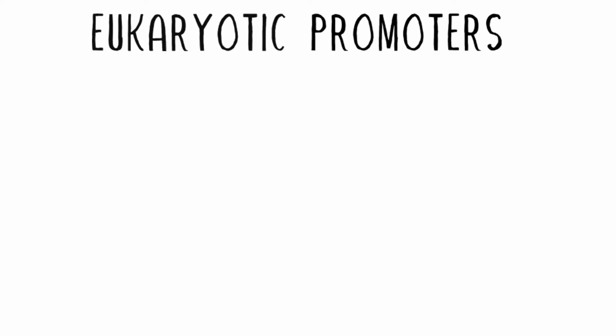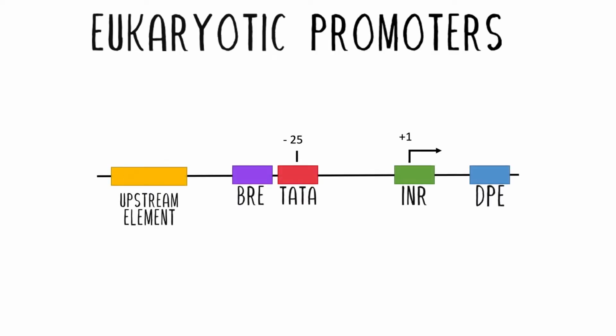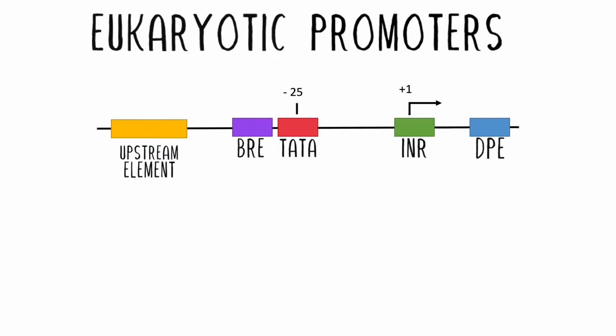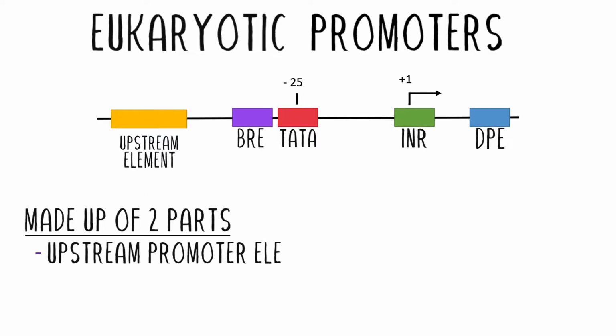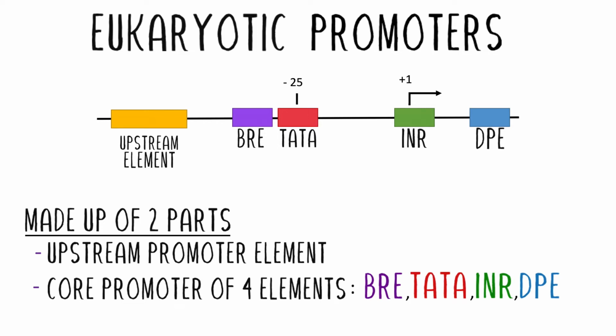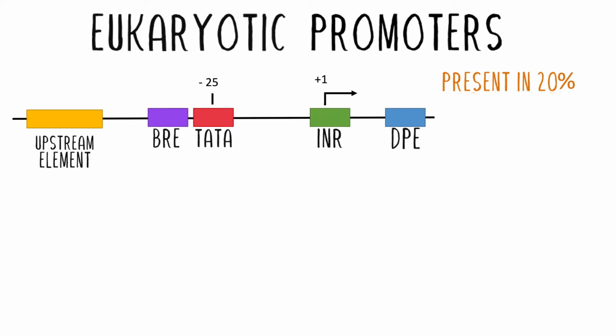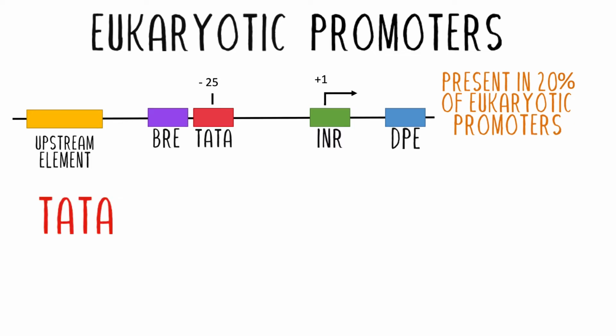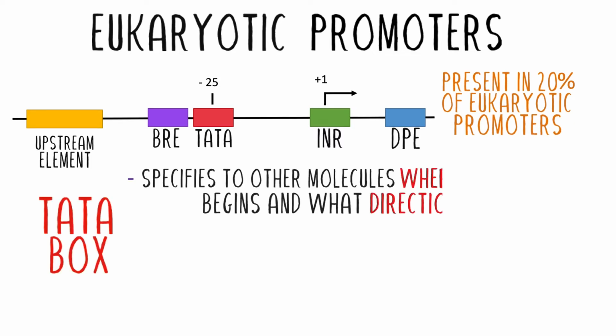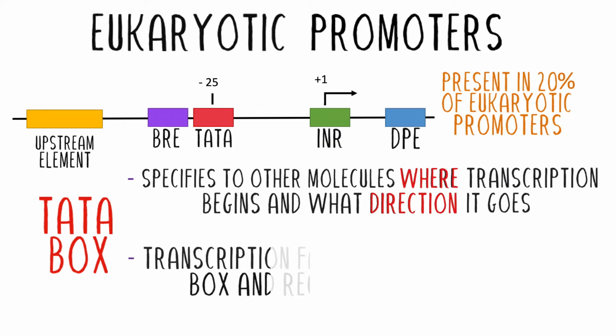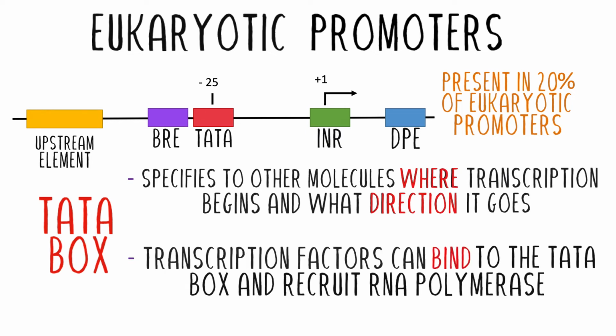In eukaryotes, a core promoter of 4 elements is shown in purple, red, green and blue. There is also an upstream promoter element. Within 20% of all eukaryotes, the common sequence is present. A very important core promoter is the TATA box. It is present 25 to 35 base pairs before transcription starts and it indicates which strand needs to be read.